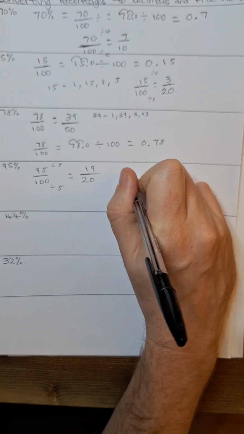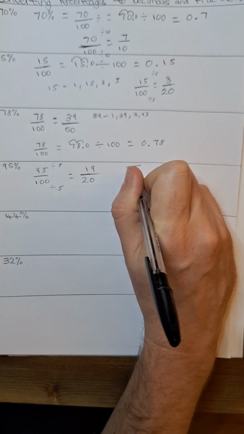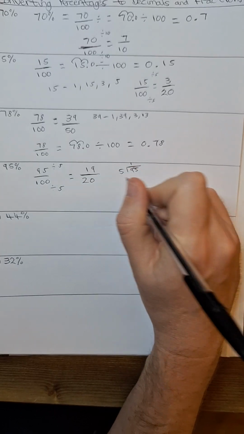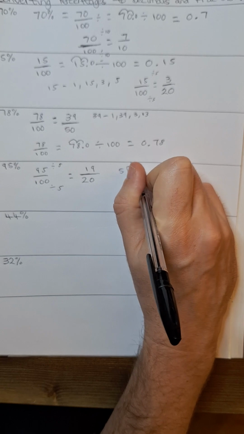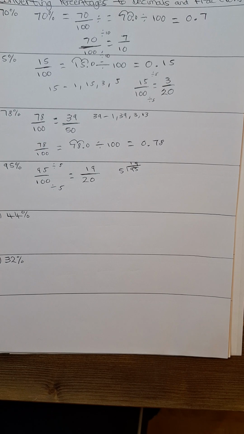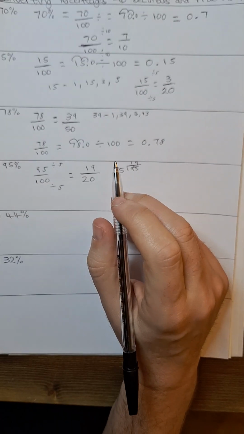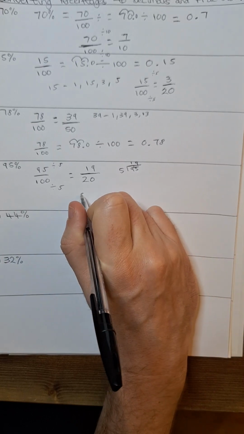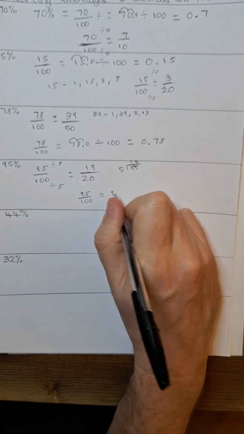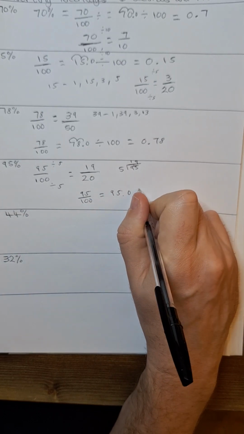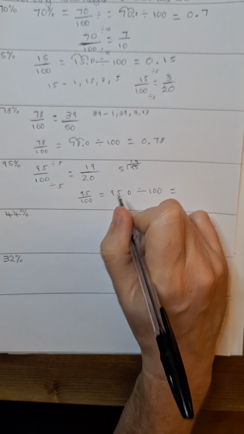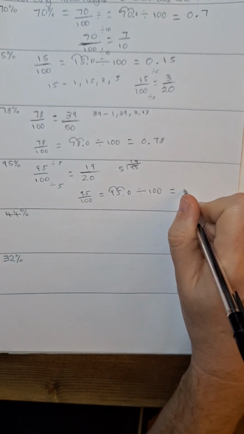If you're unsure, just use your division method here. How many times does 5 go into 9? Once, remainder of 4. How many times does 5 go into 45? 9 times. So 19/20 is in its simplest form. Now to get 95 over 100 as a decimal, we simply do 95.0 divided by 100. So we're going to move our decimal point 2 places left, which equals 0.95.